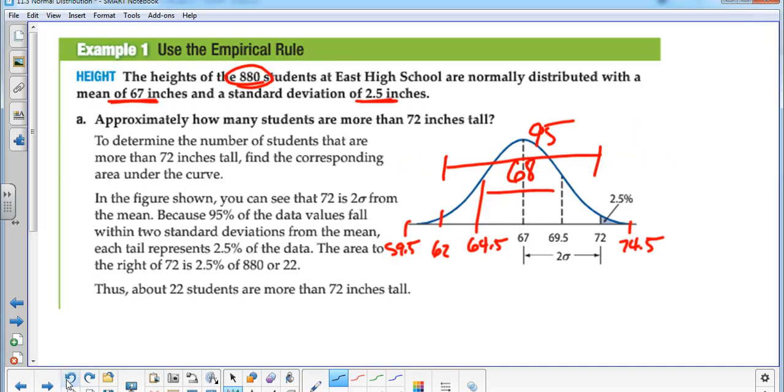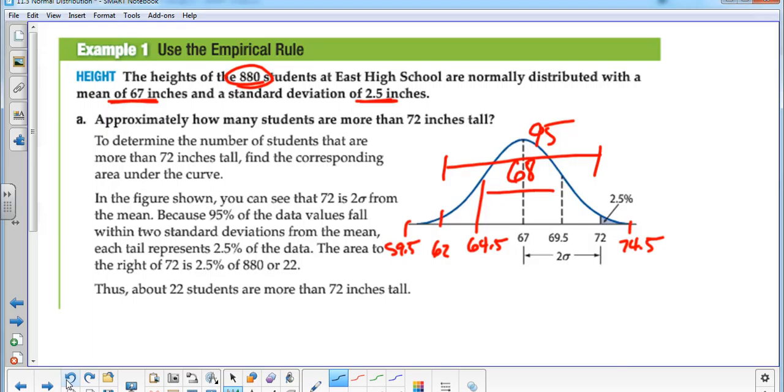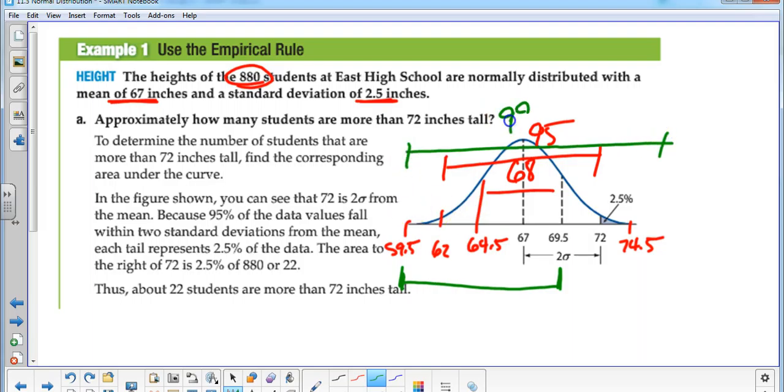Let's go with this. They want to know on this one, what percent of the students are between 59.5 and 69.5? If we go back here, 59.5 to 69.5 is here. The third standard deviation out was what percent? 99.7. Okay, so what does that leave? 0.3%, or 0.15 on either end.